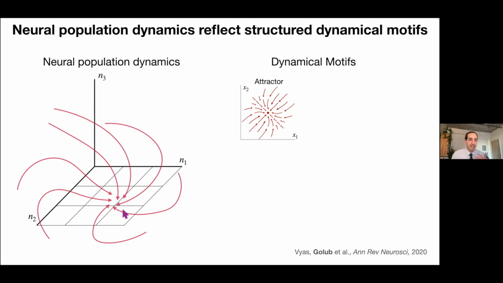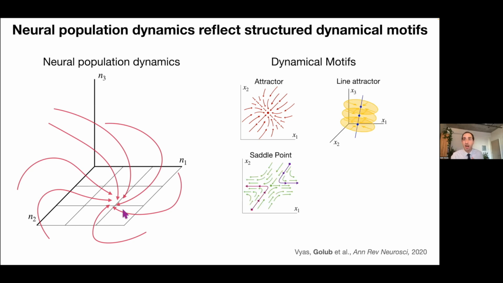Other examples of dynamical motifs include a line attractor or a saddle point or an oscillation. These are simple dynamics which can be described by a linear system. And these simple motifs are interesting because they're the building blocks of richer dynamical computations.